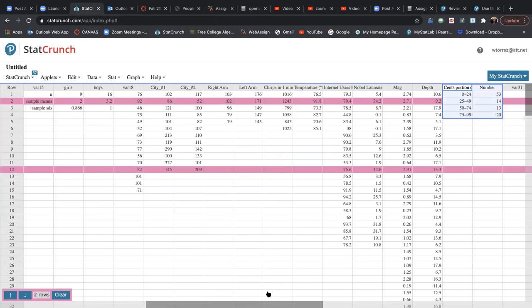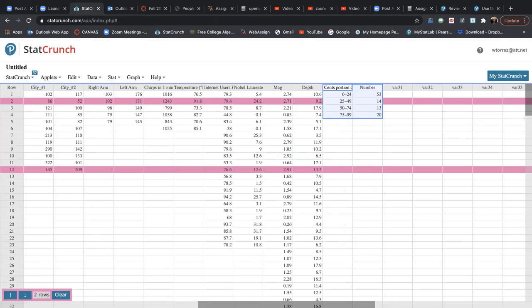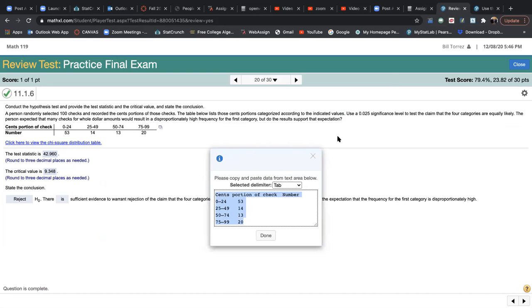Okay, so here's our data. All right. And now let's do the goodness of fit. And the problem statement is the following. Let's test that the 4 categories are equally likely at the 0.025 significance level.